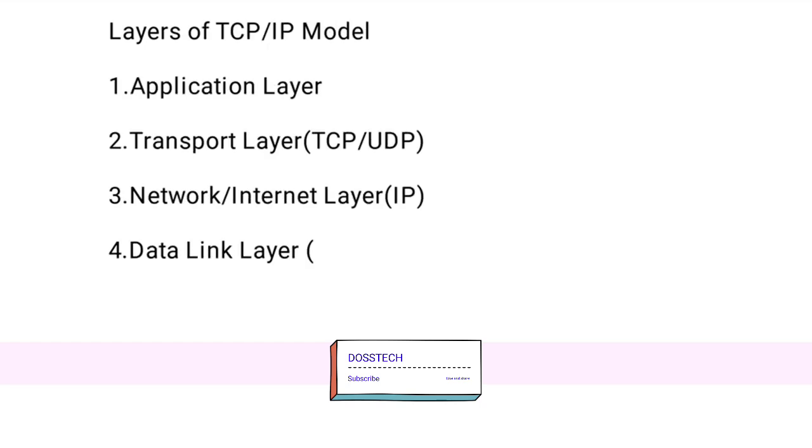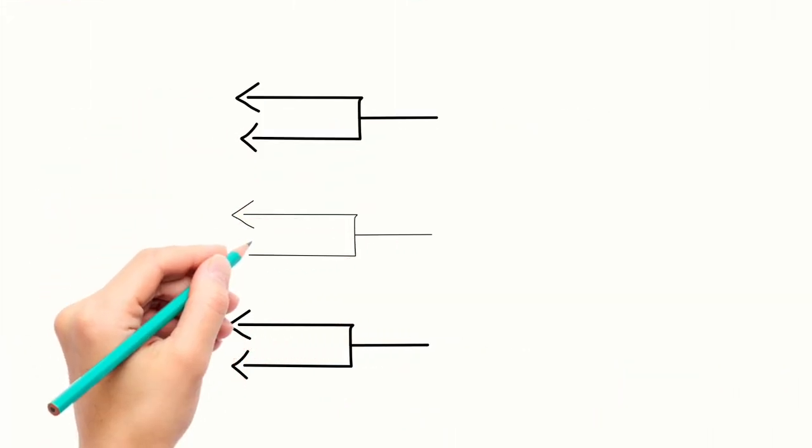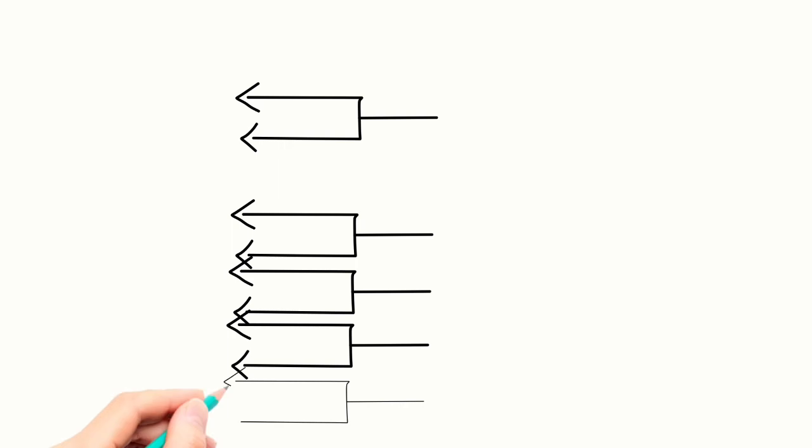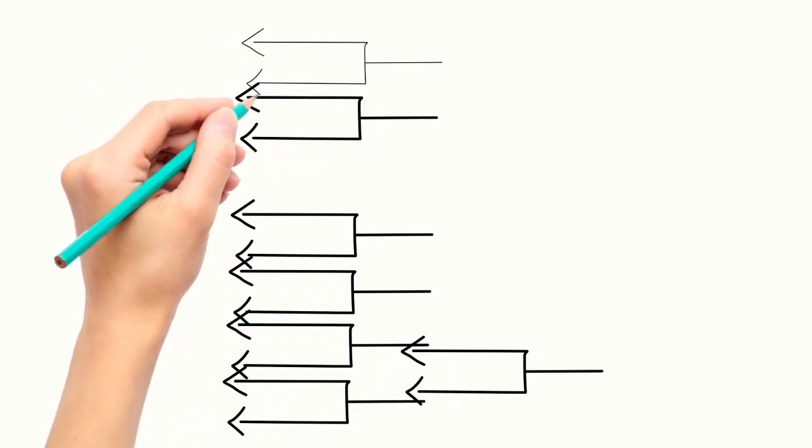Layers of TCP IP model: application layer, transport layer (TCP, UDP), network or internet layer (IP), data link layer (MAC), physical layer. The picture comparison of the TCP IP and OSI model is as shown.